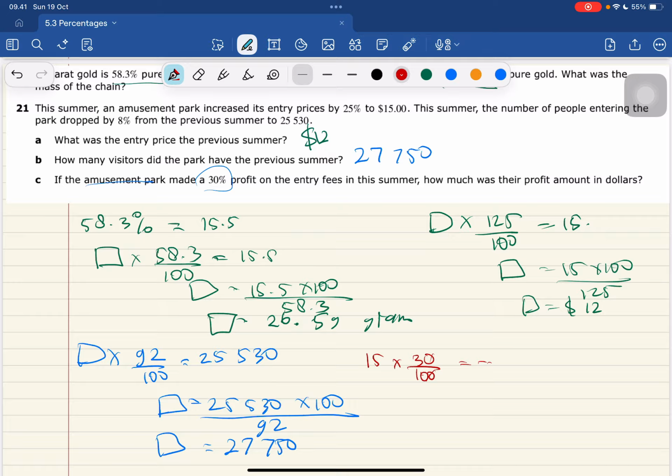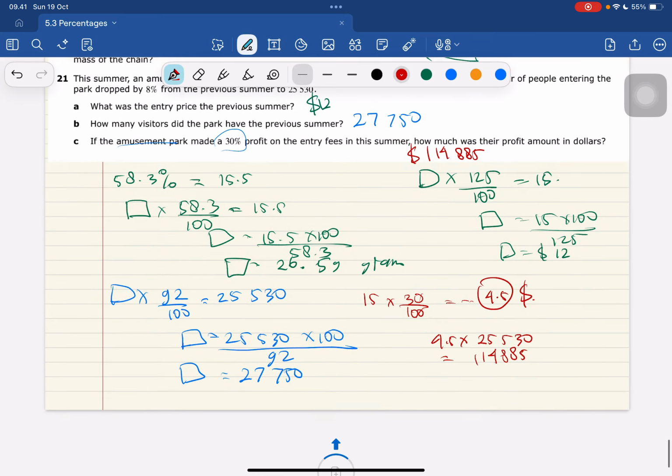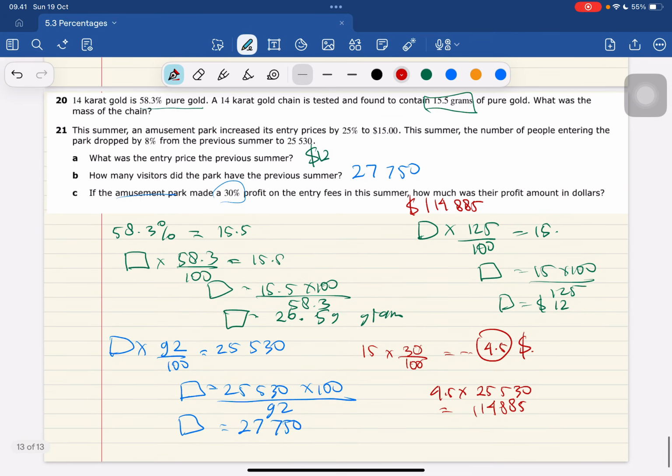So 15 times 3 divided by 10 is $4.5 per person. And how many visitors did we get? 25,530. So 4.5 times 25,530 will give us the answer of $114,885. Okay, there it is. If you have any question, you can write in the comment.